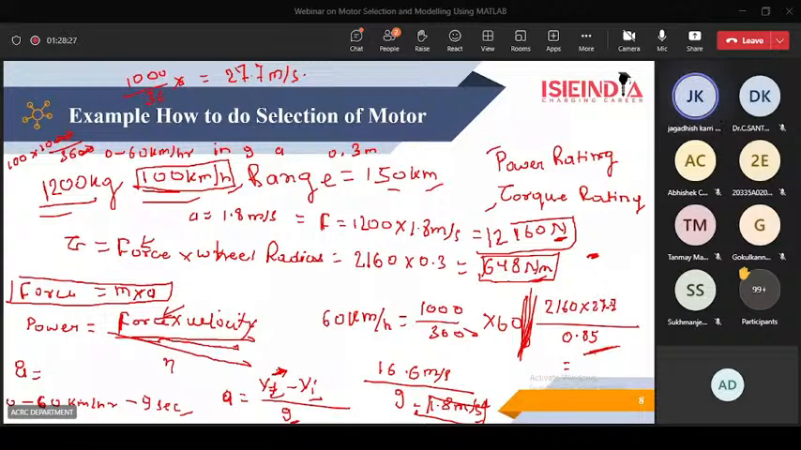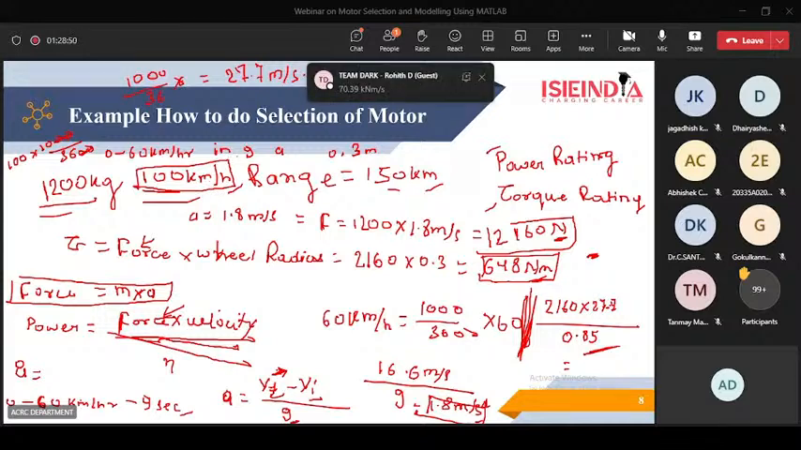Where do you get 27.1 velocity? So I assume that now my vehicle is moving at 100 km per hour. So I convert the kilometer per hour into meter per second. To convert kilometer per hour into meter per second, we multiply the kilometer by 1000 to get meter, and for hour into second we multiply by 3600.